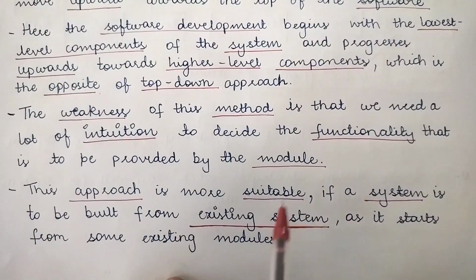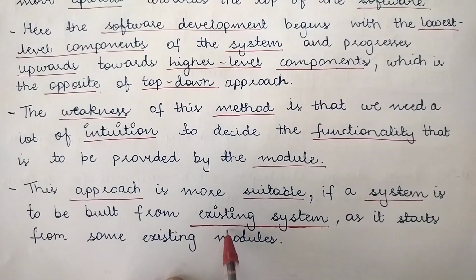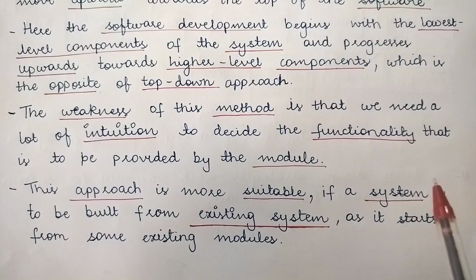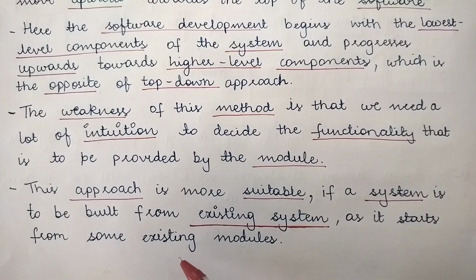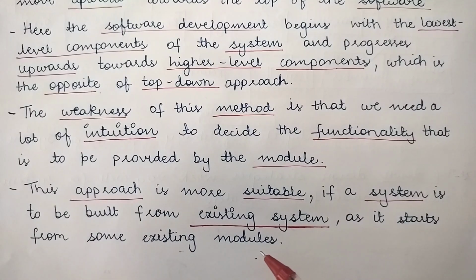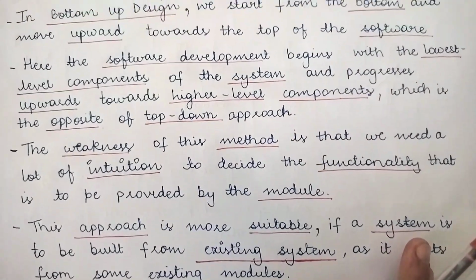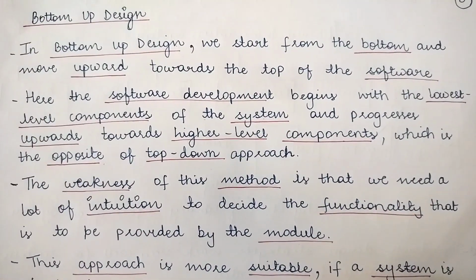Now this approach is more suitable if a system is to be built from an existing system. That means we are improvising the existing system instead of building a completely new system, because an existing system starts from some existing modules, so we have some idea or picture of the submodules and the superordinate modules. Hence in that case it is easier to go from bottom to up.